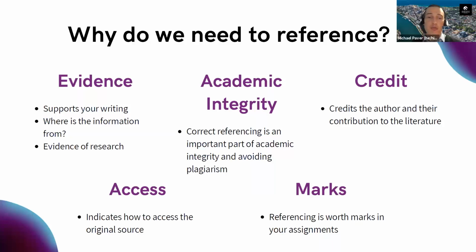The next thing is really important, academic integrity. And this is taken really seriously at the University of Newcastle, where correct referencing is a way of showing that you are correctly acknowledging your sources. It's part of academic integrity and avoiding plagiarism. So if you're using information and not acknowledging where it's come from, that would be considered plagiarism or academic misconduct. So doing your referencing correctly is a way of showing academic integrity. So a really important reason for referencing.